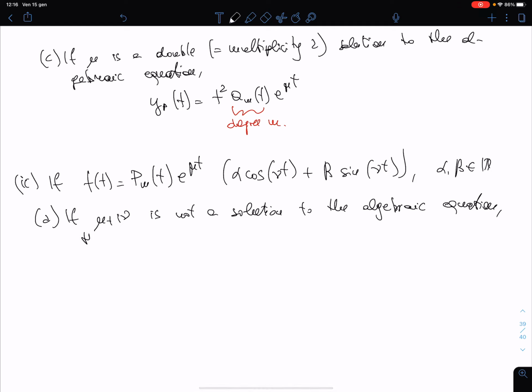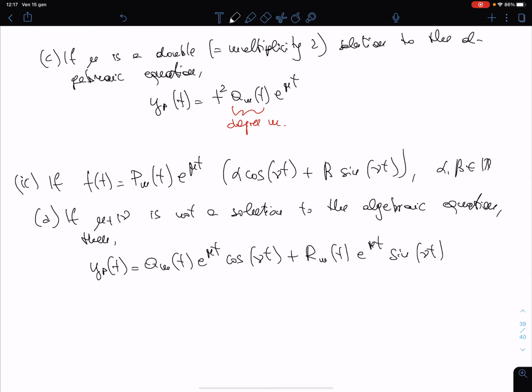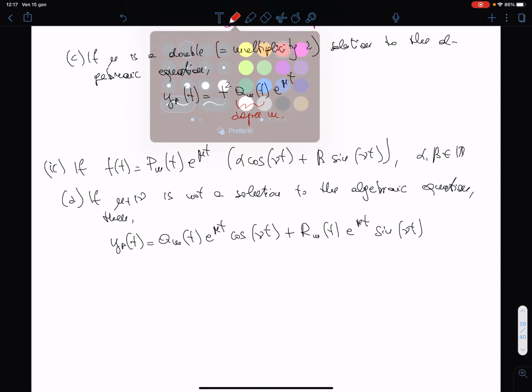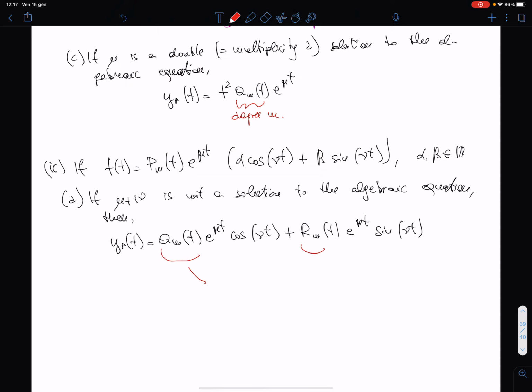Then the guess is yp of t equal to qm of t e to the mu t cosine of nu t plus rm of t e to the mu t sine of nu t. And here again q and r are polynomials of degree m.